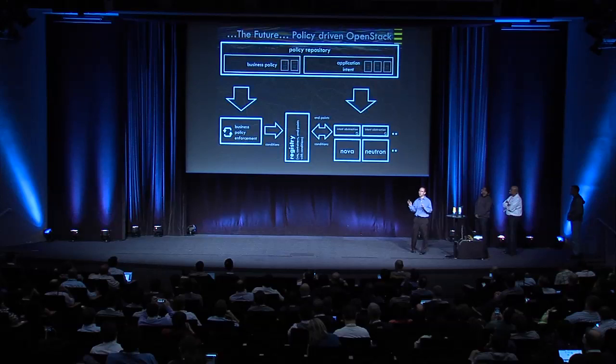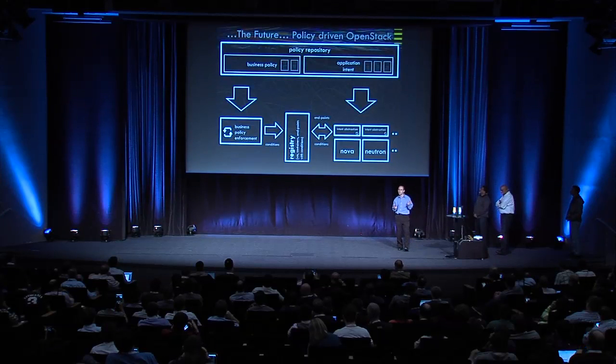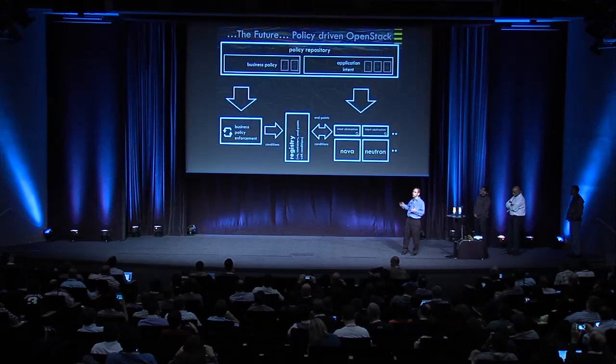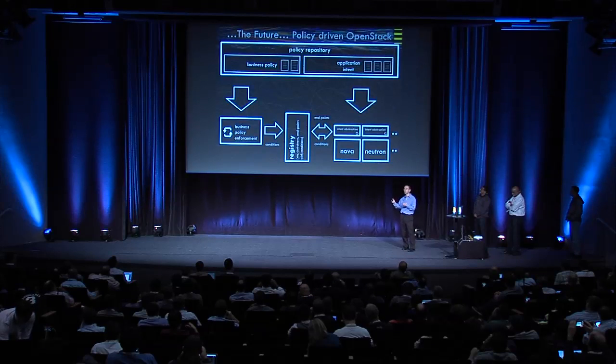You know, ultimately, we're actually imagining a world where we see policy as part of the broader OpenStack architecture. You could think of having a policy repository, capturing application intent and business policies, and ultimately rendering these down through application-specific intent APIs, with business policies essentially coming through a rules engine, which can create conditions to influence the outcome of the system.